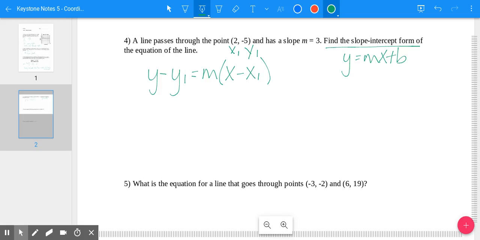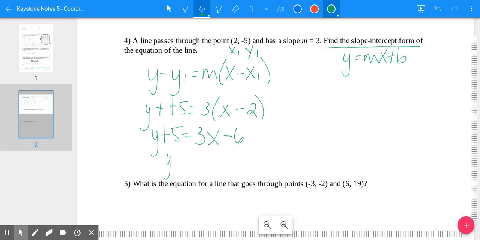And then I can literally plug in those 3 values into that equation and solve for y. So y minus y1 here is negative 5. Our slope is 3, and x minus x1 here is 2. We can add the opposite on this side, so we have y plus 5 equals, we'll distribute and get 3x minus 6, and then lastly we just have to subtract the 5 over, so we'll have 3x minus 11. So y equals 3x minus 11 is the slope-intercept form for that information given.